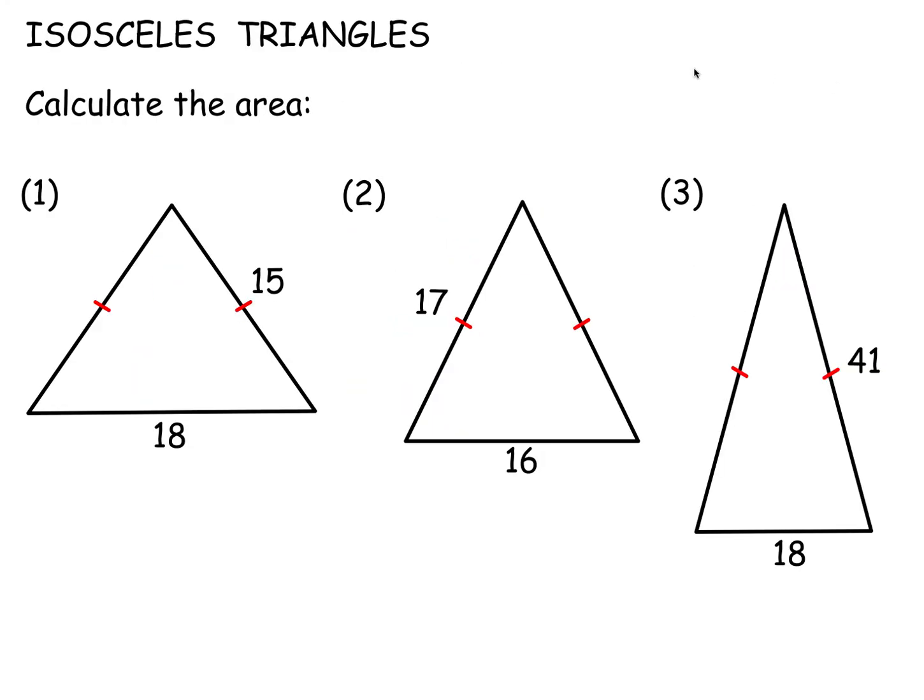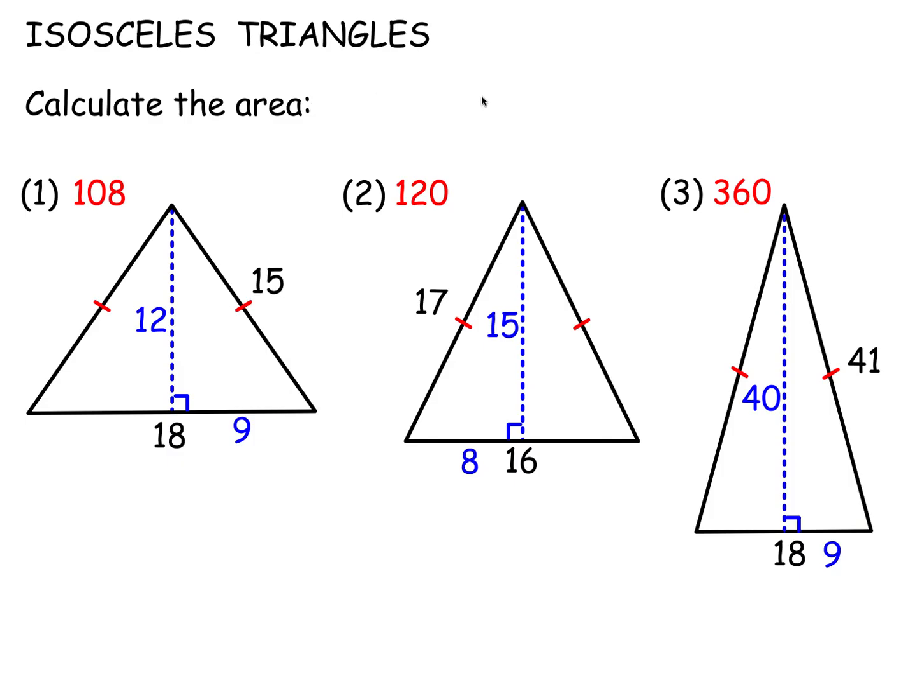The second worksheet can be downloaded with the answers, or you can freeze the video. There are the answers. So the base here, 18, was halved to 9. Unknown height, h. H squared equals 15 squared minus 9 squared. Follow it through, the height's 12. Area, half base times height, 18 times 12 and a half is 108 square units.